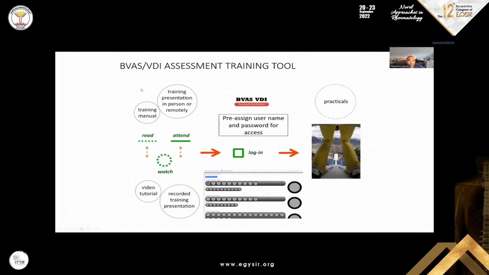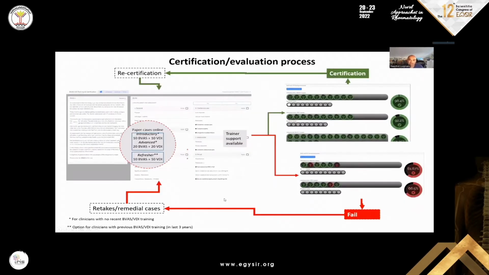But more formally, we have a training system set up which does or can include a training presentation that I or others can give, accompanied by some video tutorials and training manuals, allowing you to go into the system with a password, access, login, and do the practical sessions of a series of BVAS and VDI cases.